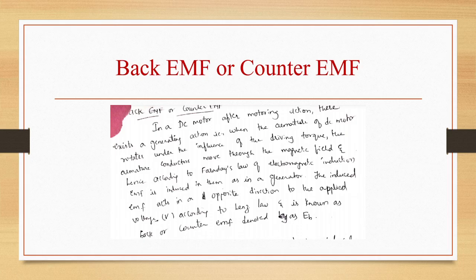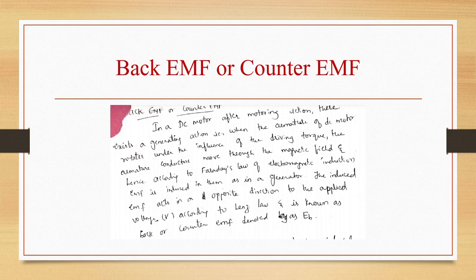So after motoring action, generating action will take place inside the motor. What is generating action? When a conductor cuts the magnetic field, EMF is induced. So obviously, when we give a connection to the armature conductors and it is running or moving in the magnetic field, EMF will be induced in the armature conductors also. That is, after motoring action, generating action will take place inside the machine. So EMF is induced in the motor also, and that EMF is called back EMF or counter EMF. So in a DC motor, after motoring action, there exists a generating action.